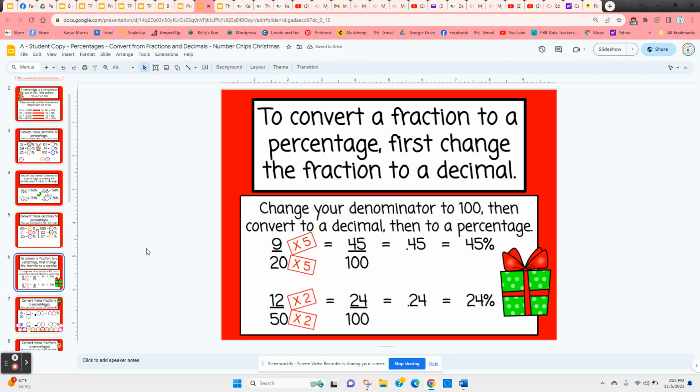Okay, when they get to the next slide, they're shown how to convert from a fraction to a percentage. So first we're going to convert from a fraction to a decimal. So we want the fraction, if we can, to convert to an equivalent fraction with 100 in the denominator. If we get 100 in the denominator, it's very easy to convert then from a decimal to a percentage. So here they just multiplied the numerator and the denominator by the same number to get an equivalent fraction.